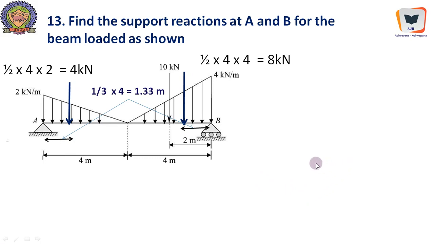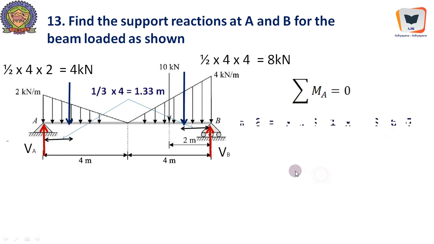So the problem will reduce to a very primitive problem. Now VA plus VB, here the reactions are there. There is no chance for any horizontal reaction over this hinge because there are no horizontal forces acting over the system. So sigma MA equal to 0 will give us one of the reactions readily.